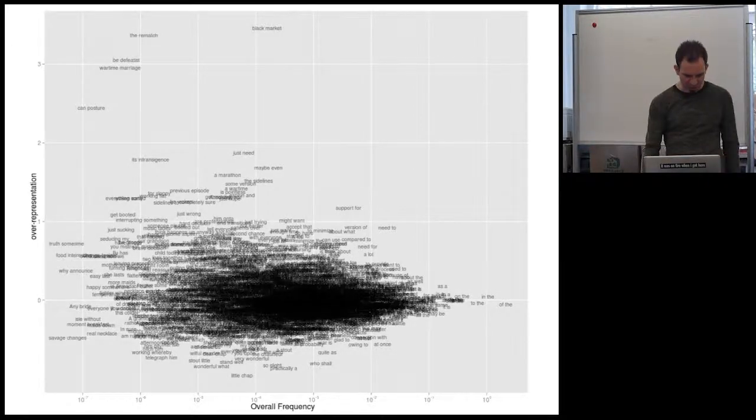But then you've got this stuff up here, the stuff about the 1 line. So here you go, need to. That's about 10 to the 1, or 10 times more common in the script than it is in the books of the era. Can you get the door? Thank you. And then there's these crazy ones, right? Just need, black market. So here's a question for you. The stuff that's really high up tends to be in this upper left corner. Why? What does that mean? What are we seeing there?